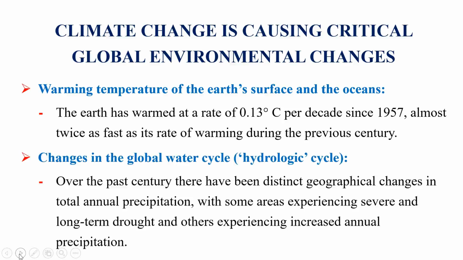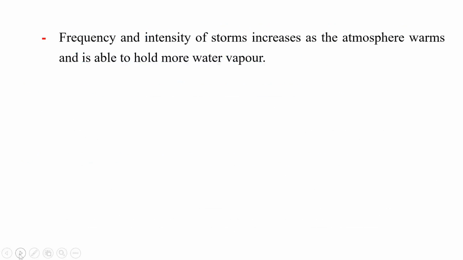The next point is change in the global water cycle, also known as the hydrological cycle. Over the past century, there have been distinct geographical changes in total annual precipitation, with some areas experiencing severe and long-term drought and others experiencing increased annual precipitation. These factors affect the global water cycle. The frequency and intensity of storms increase as the atmosphere warms and is able to hold more water vapor.